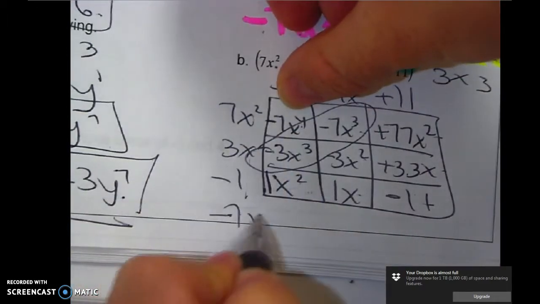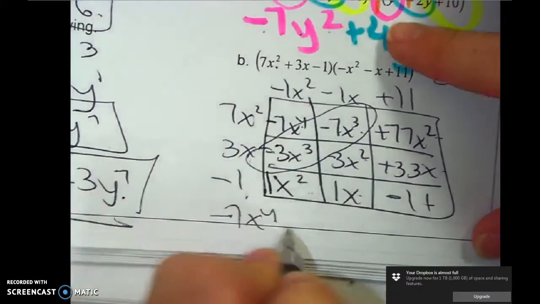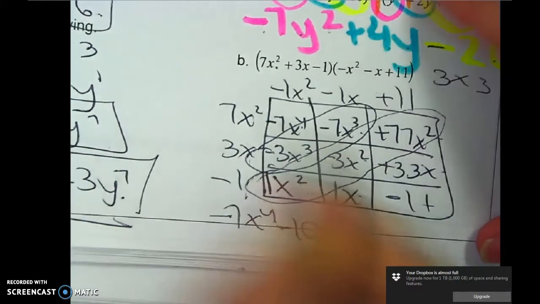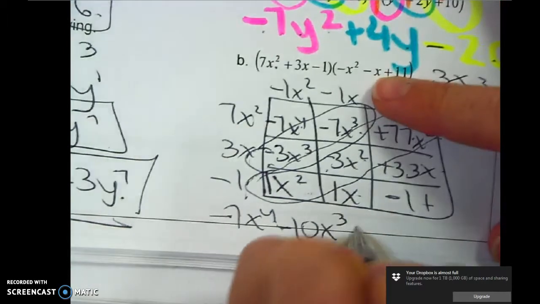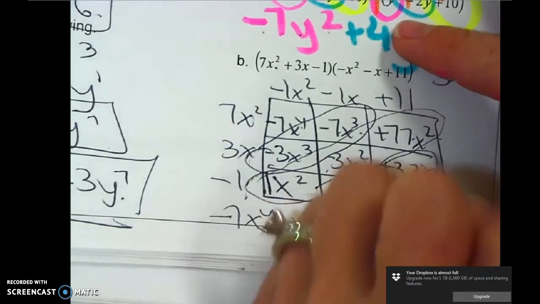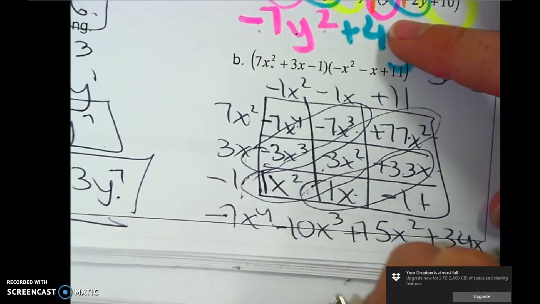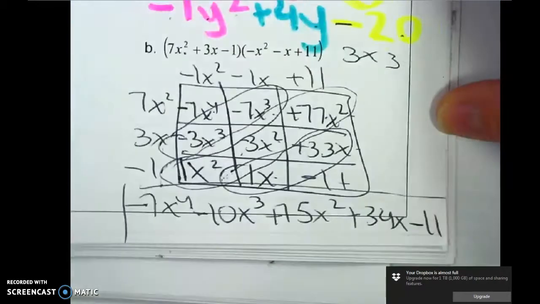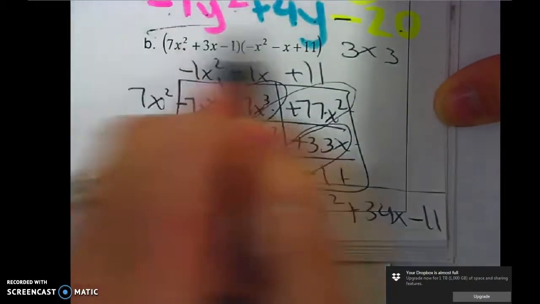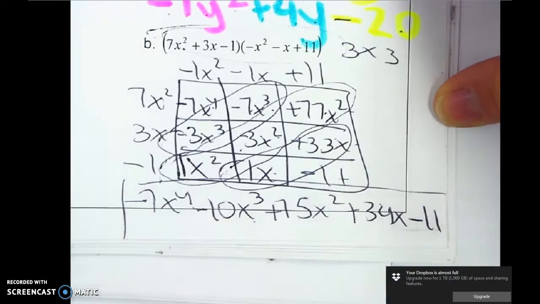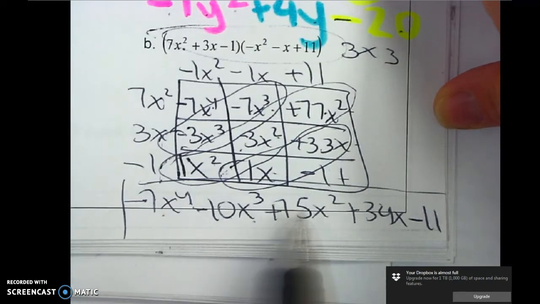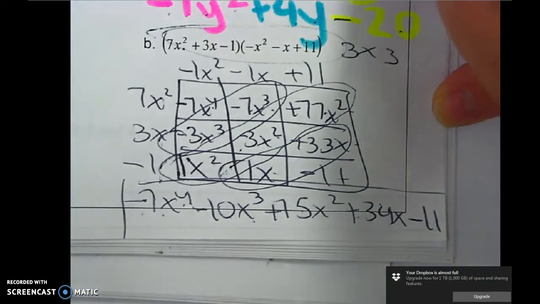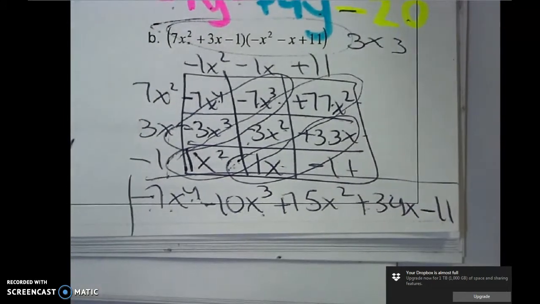So -7x to the 4th. -3 and -7 is -10x cubed. Then I can add all of these. 77 minus 3 is 74, plus 1 is 75. 33 plus 1 is 34x. And then minus 11. Now, that was definitely a workout with tendencies to make mistakes. So I'd probably take the problem, set it equal to the answer, hopefully it says true and I'm good to go. This is a polynomial, degree 4, called a quartic, and the leading coefficient is -7. Let's turn the page.